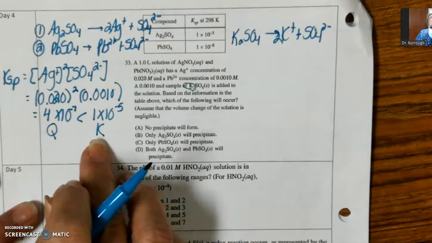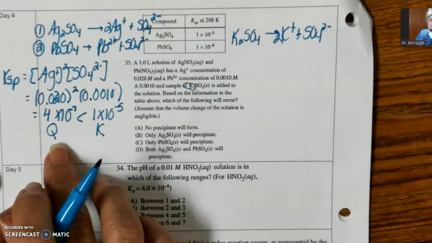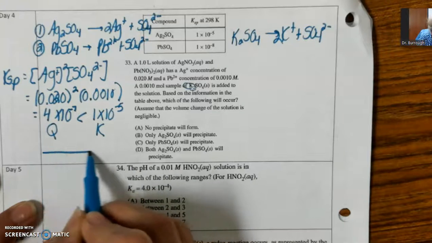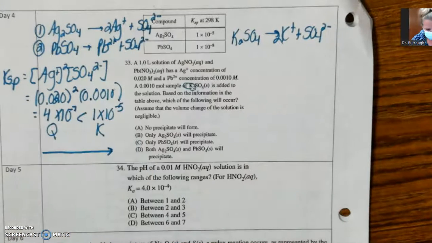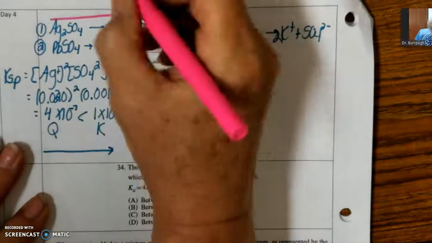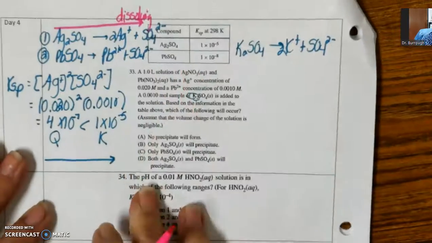When Q is less than K, that means I've got too many reactants, because my denominator is small. So that's going to push it in this direction. Let me get a colored pencil here. That means I'm being pushed in this direction, which means it's dissolving. Okay.